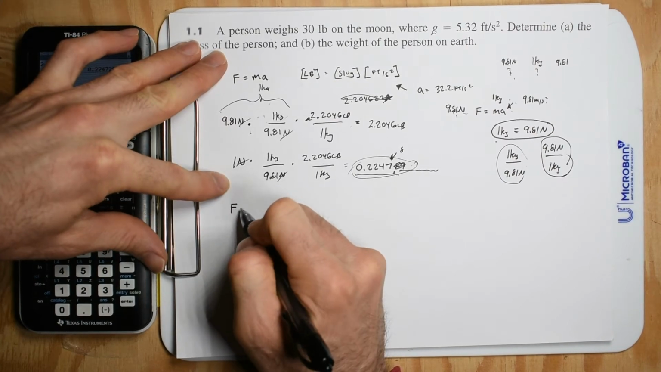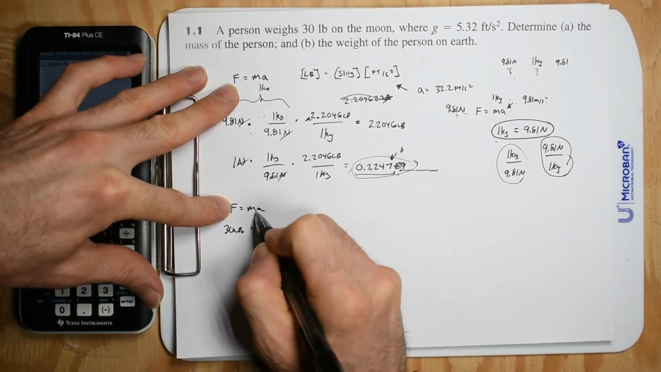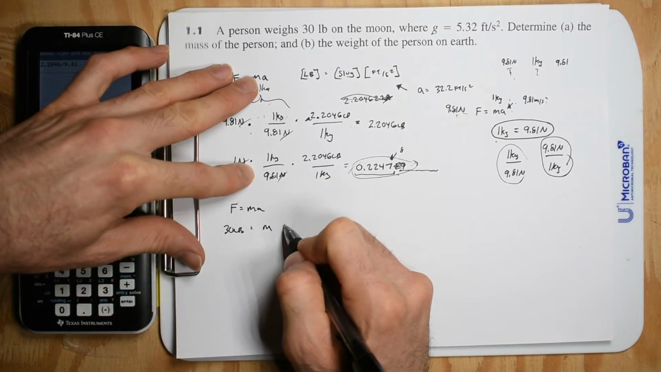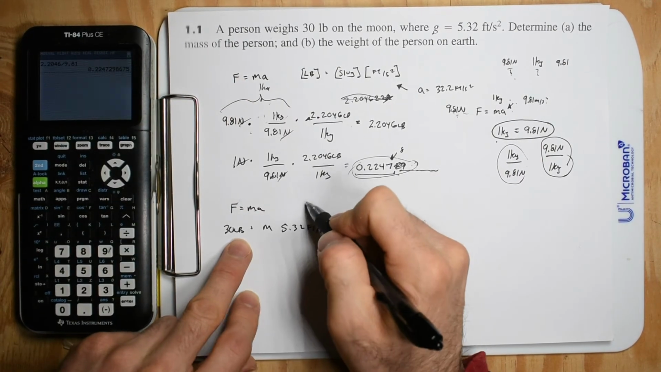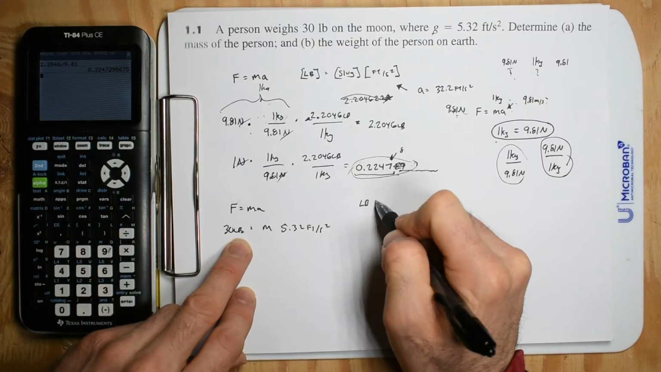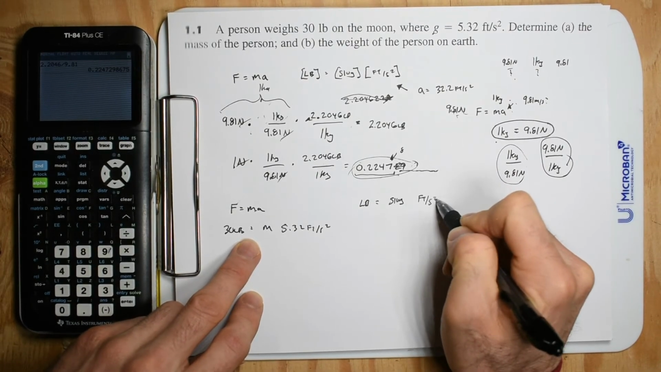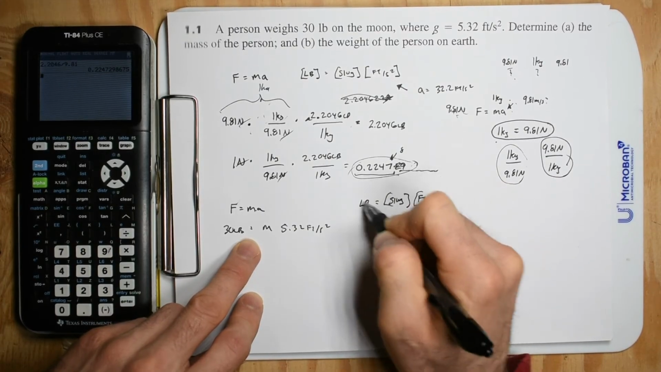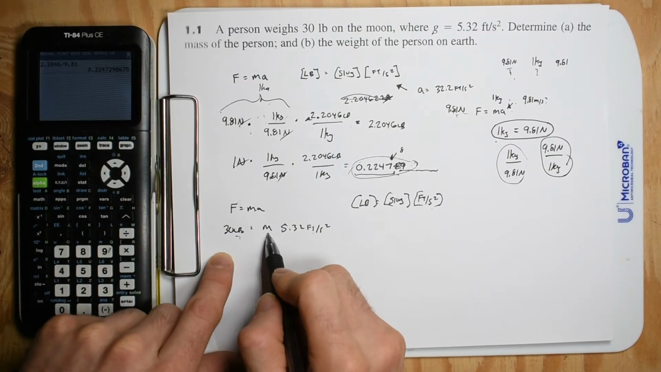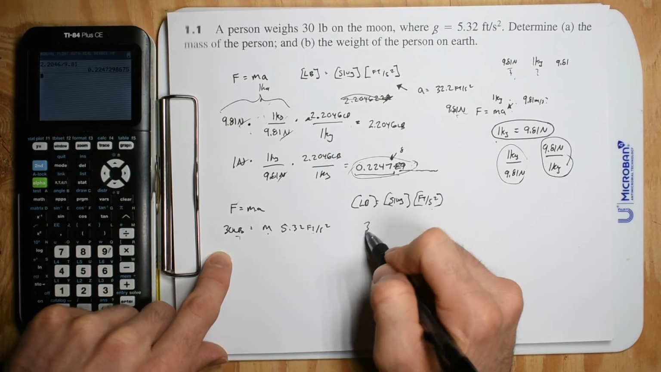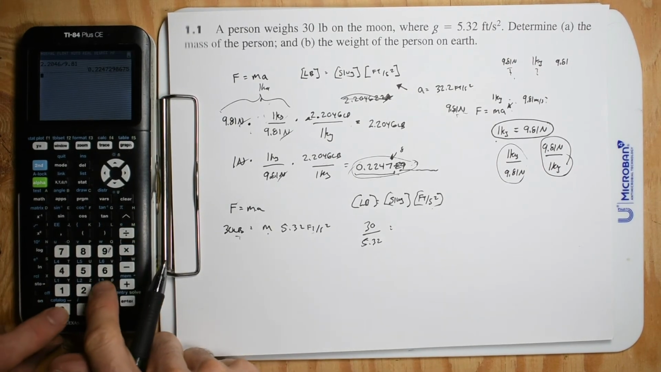So we can say F equals ma. We know the force is 30 pounds. We don't know the mass, but we know the acceleration is 5.32 feet per second squared. We do know that in U.S. customary units, pounds is equal to slugs feet per second squared. So now we have pounds and feet per second squared, so this will give us slugs. If we take 30 divided by 5.32, it's just going to give us the number in slugs.